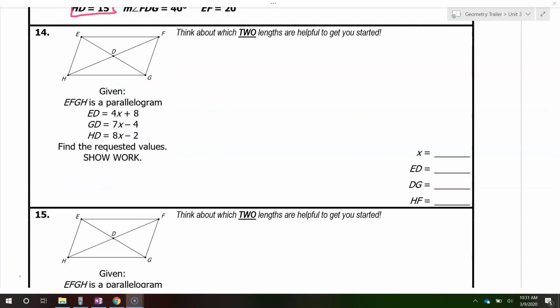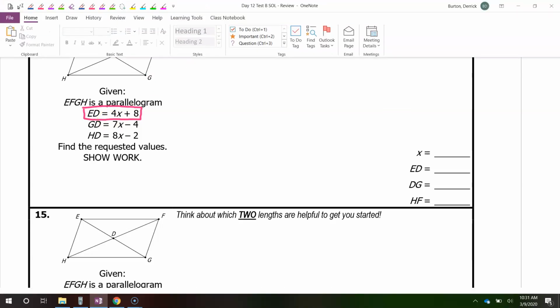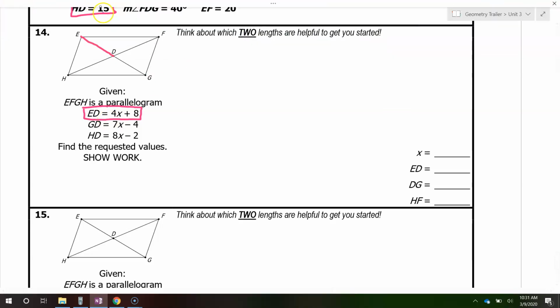For number 14, I think it will again be helpful to color coordinate. We have ED, which I will mark in red, and here's ED right here. Next we have GD, which I will mark in purple, and GD is right here.